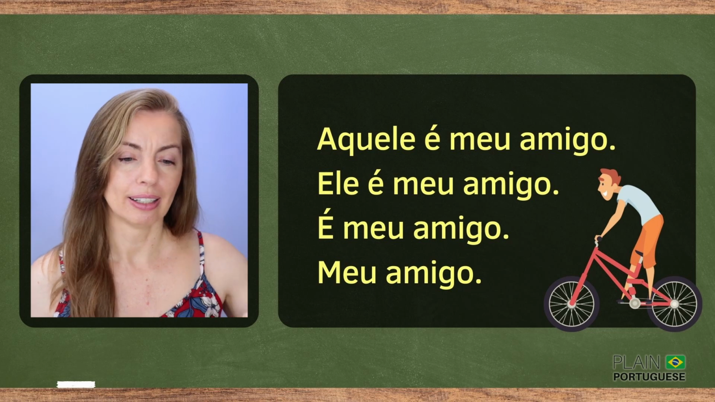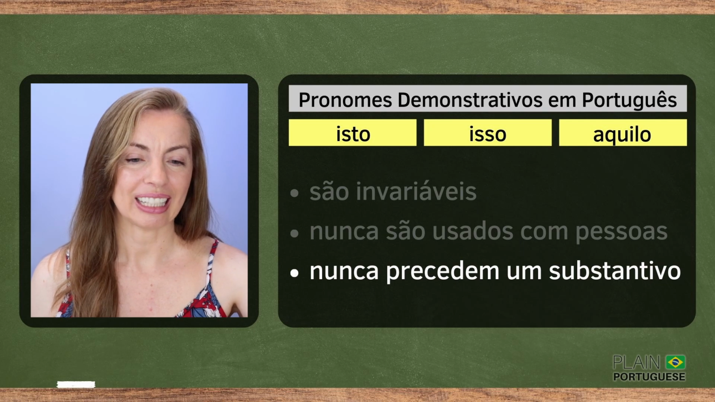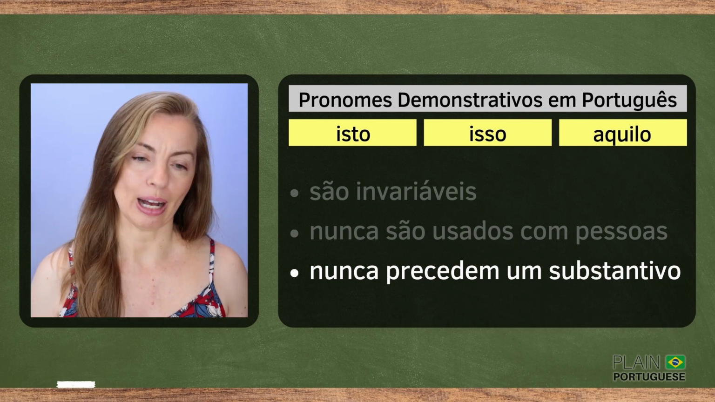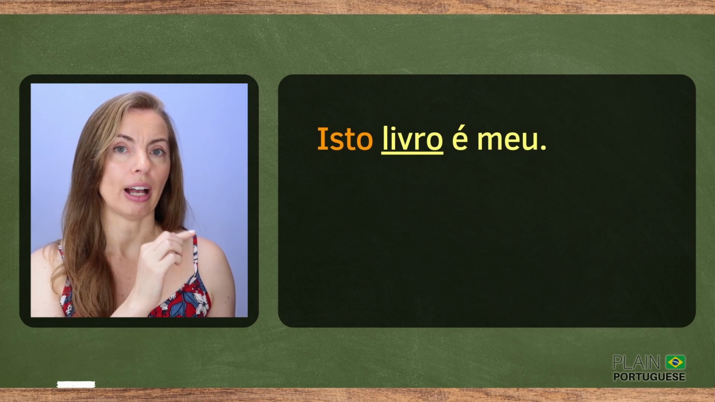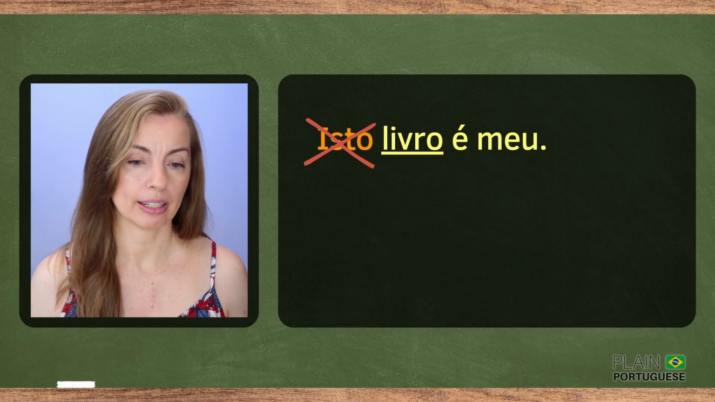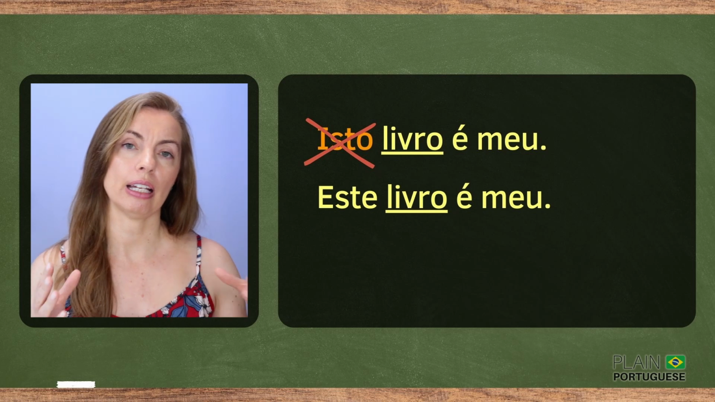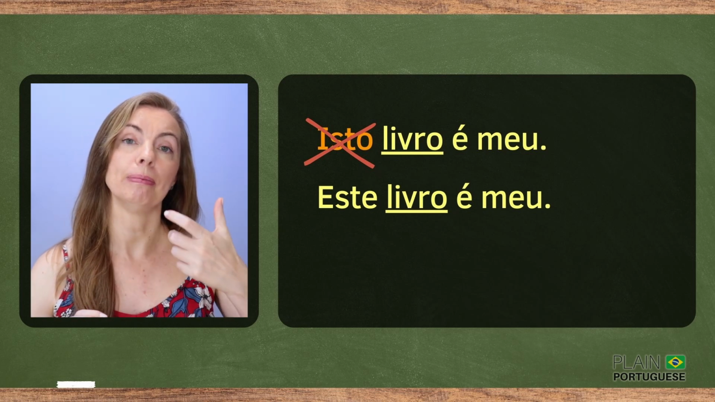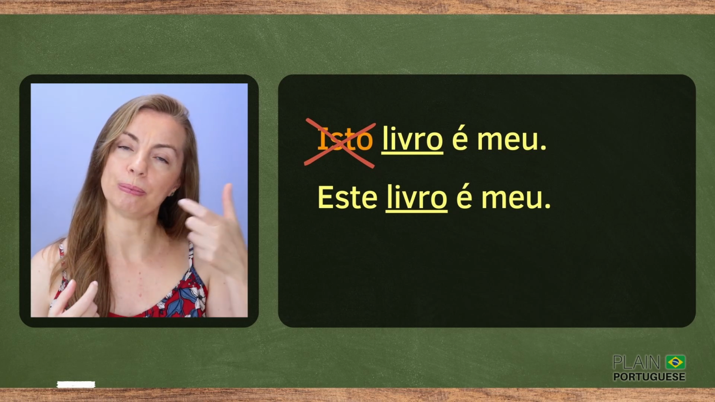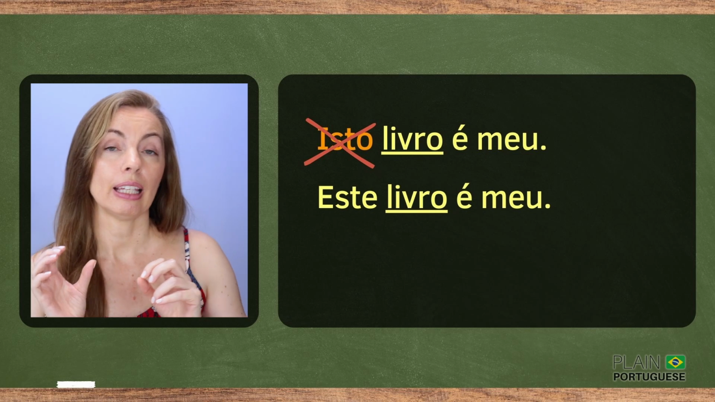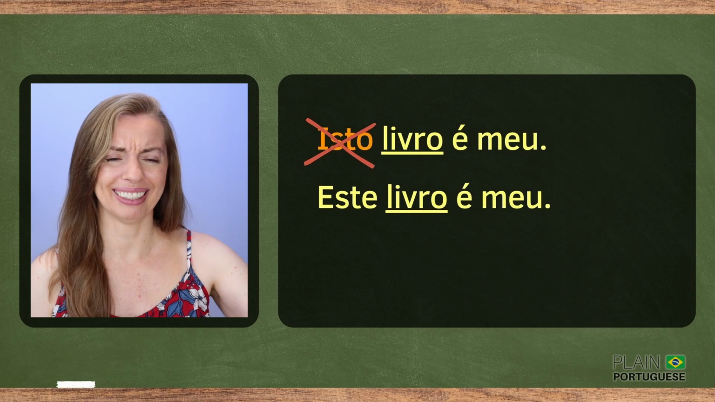Well, third, isto, isso, and aquilo are never followed by a noun. Therefore, the sentence isto livro é meu is incorrect. The correct sentence should be: este livro é meu. This book is mine. I cannot use isto livro é meu. Isto é meu, but never isto livro é meu. Are you with me? Yes?